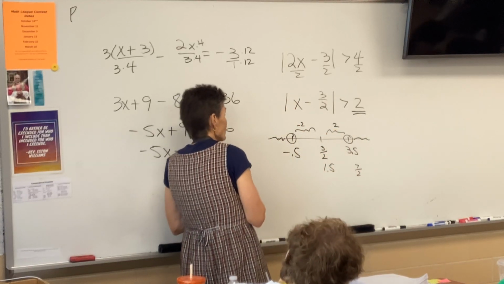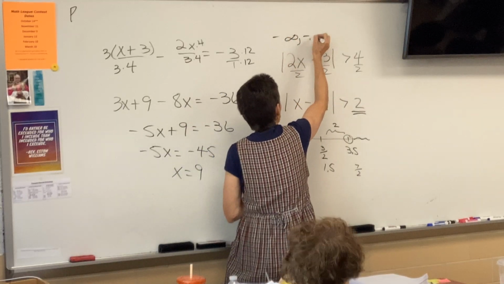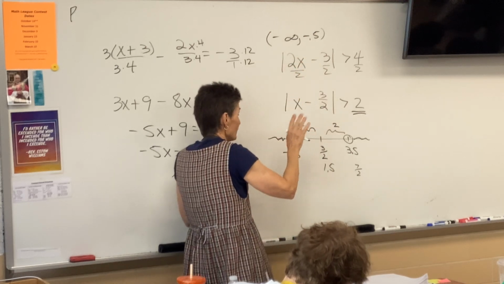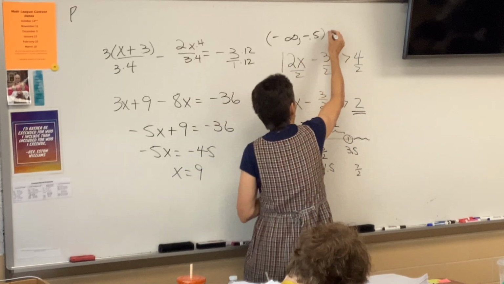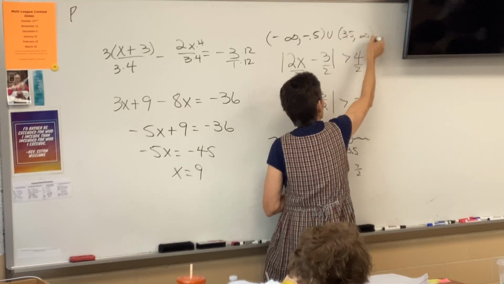Always, we're going to answer as an interval. So negative infinity to -1/2. And again, I put a decimal, you could put a fraction, doesn't matter. Or 3.5 to infinity.